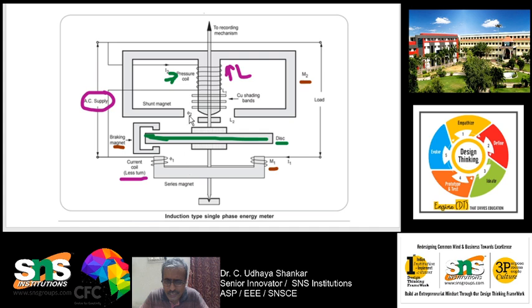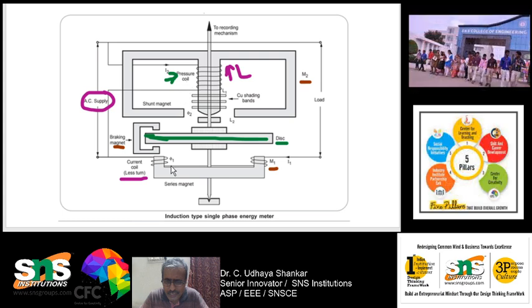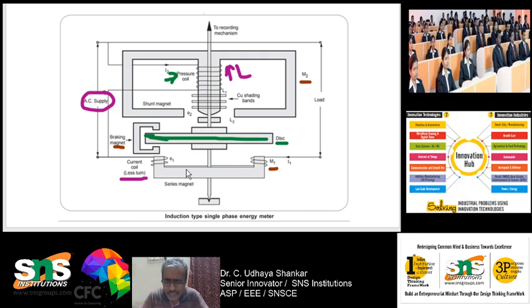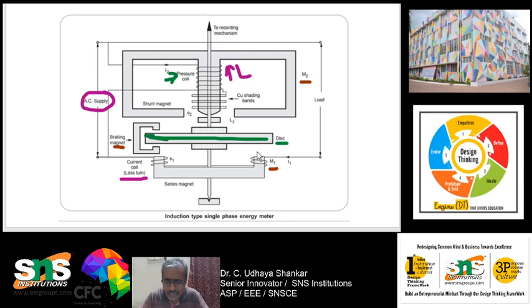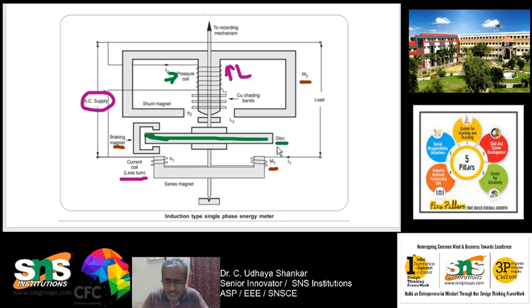So, the magnitude of the voltage is being measured by the pressure coil, and the magnitude of the current is being measured by the current coil. When the voltage is high, then the pressure coil current also will be high. When the load current is high, the current coil current also will be high. If the magnitudes in both the coils are high, then the aluminum disc will be rotating at a very fast rate. If the magnitudes of both the coils are less, then the aluminum disc will be rotating at a very slow speed, which means that it is consuming less energy. So, this is how it operates.